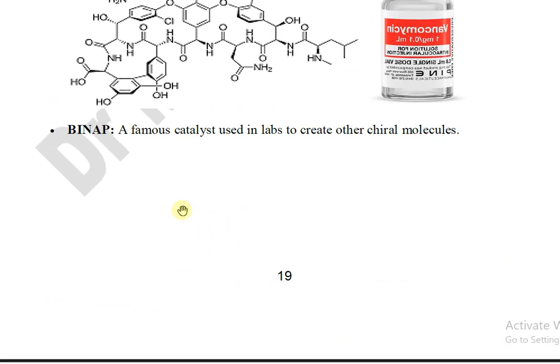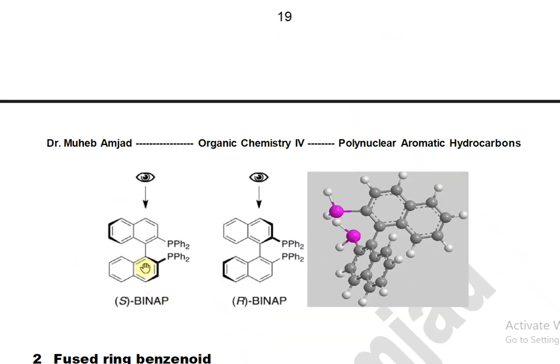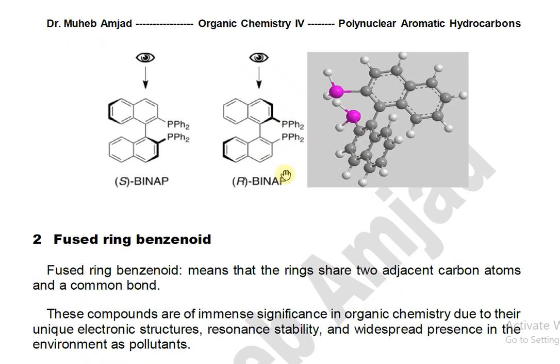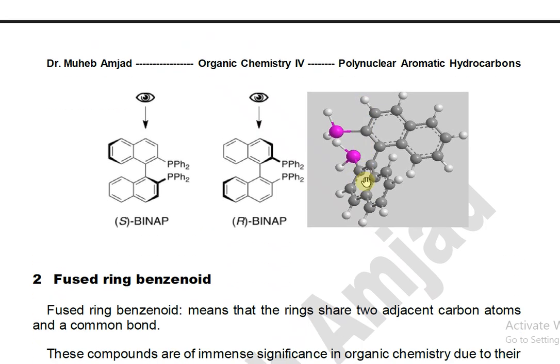Also, we have another example, BINAP, the famous catalyst used in the lab to create other chemical molecules. Also look, this cycle and this cycle here are not on the same plane, in three dimensions. Look, this, for example, is on the plane and this is through the plane. Both of these two cycles and these two cycles are not on the same plane. Also, this will be optically active.